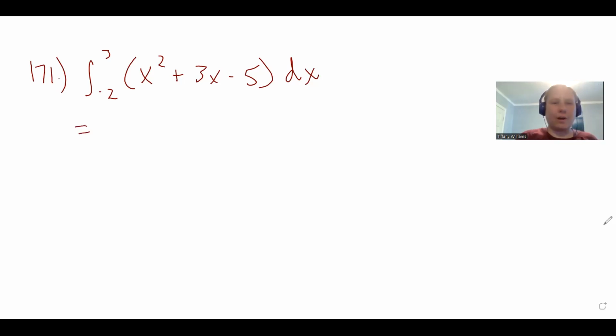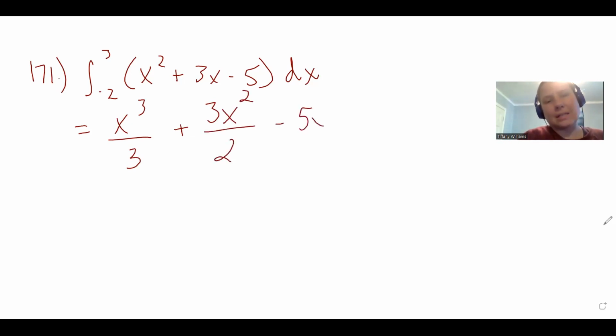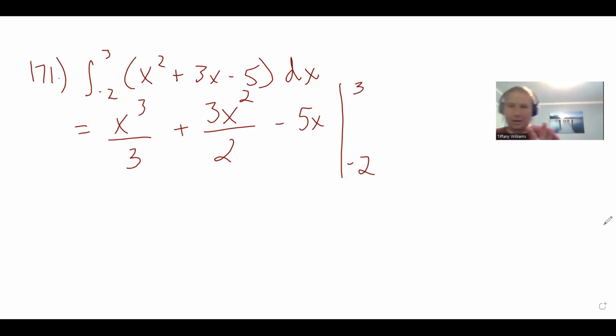If I take the integral of x squared, I'm going to get x cubed over 3. If I take the integral of 3x, I'm going to get plus 3 times x squared over 2, because I bump the exponent up 1 and divide by 2, and then minus 5x. Now I'm going to evaluate that. That's what that bar is for, from -2 to 3. All I'm going to do is plug 3 into the antiderivative, and then subtract from it -2 plugged into that antiderivative.